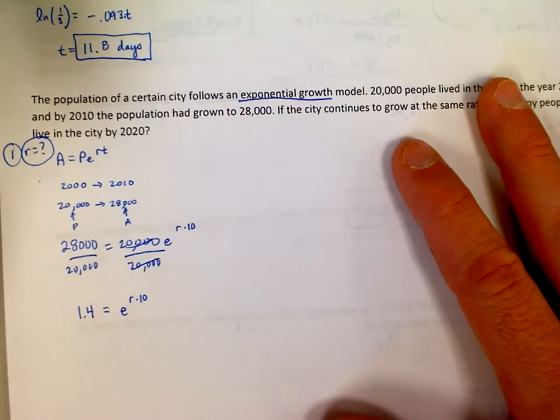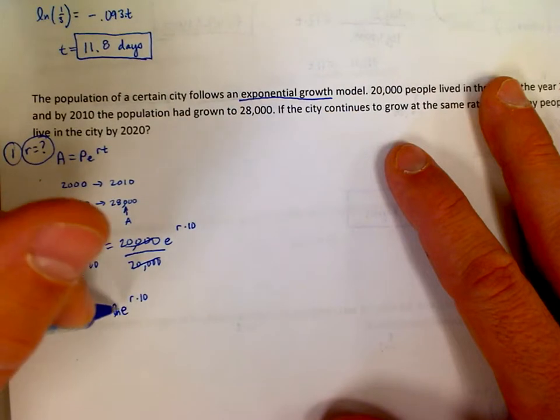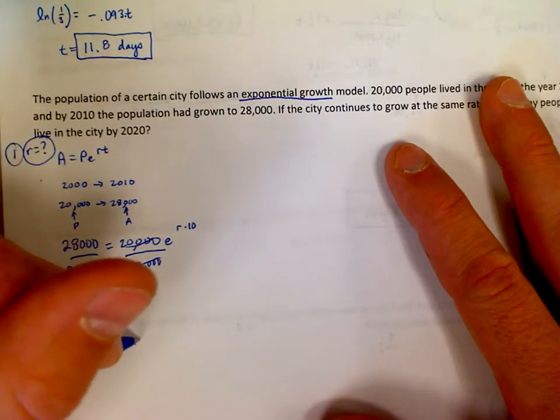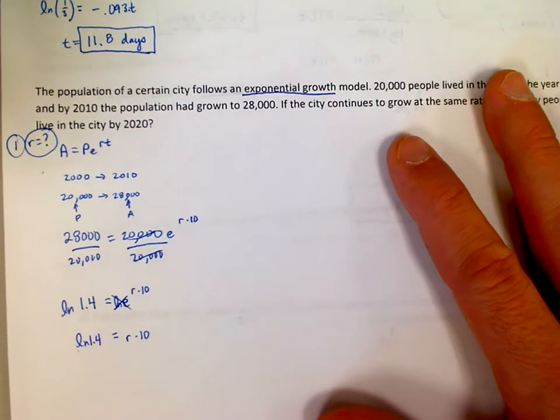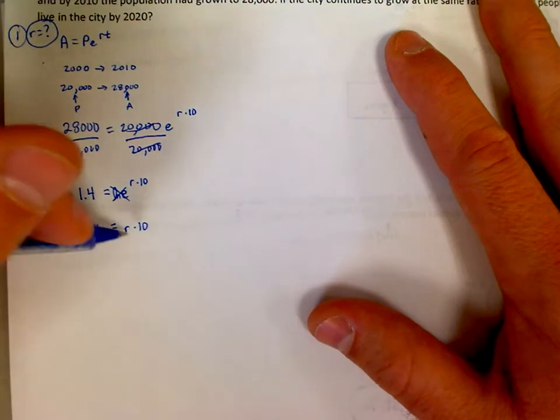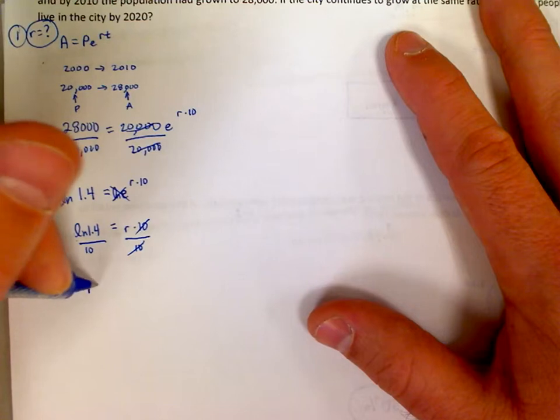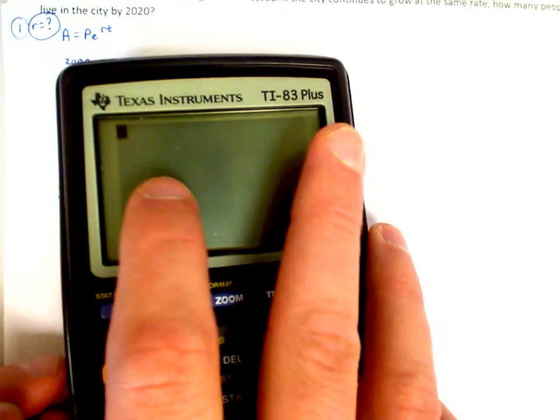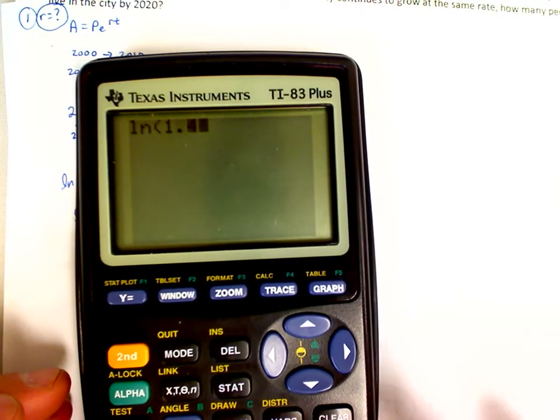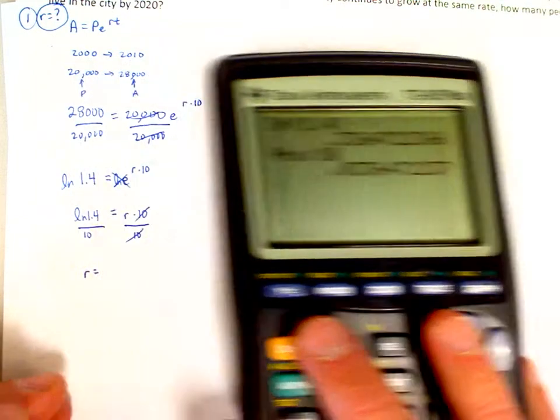Now the way that I get rid of e, as I've done twice before in today's videos, is to take the natural log of both sides. ln and e cancel each other out, so that goes away, and I'm left with r times 10 on the right. The left-hand side is the natural log of 1.4, which I'm going to put in my calculator. That tells me r times 10, so to get rid of the 10, I divide both sides by 10. The rate is going to be the natural log of 1.4 divided by 10. I'm not going to round this value at all. Natural log of 1.4 divided by 10 is 0.0336.